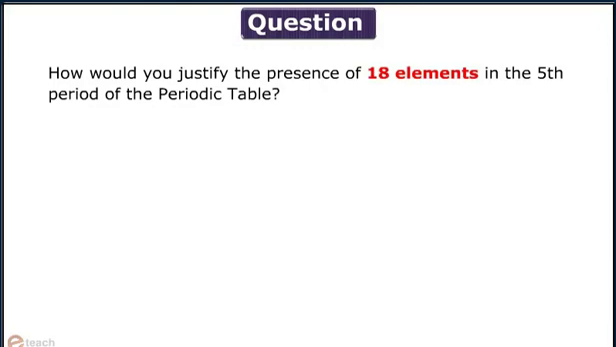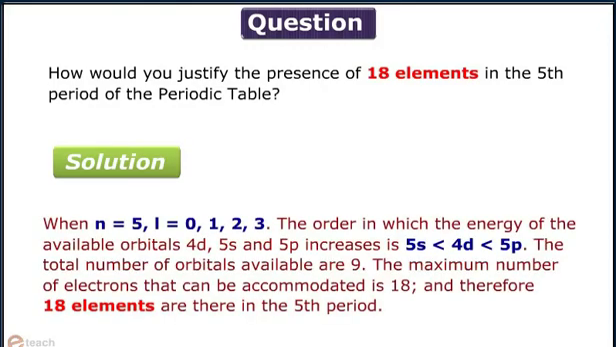Question: how would you justify the presence of 18 elements in the fifth period of the periodic table? Solution: when n equals 5, l equals 0, 1, 2 and 3. The order in which the energy of the available orbitals 4d, 5s and 5p increases is 5s < 4d < 5p. The total number of orbitals available are 9, and the maximum number of electrons that can be accommodated is 18, and therefore 18 elements are there in the fifth period.